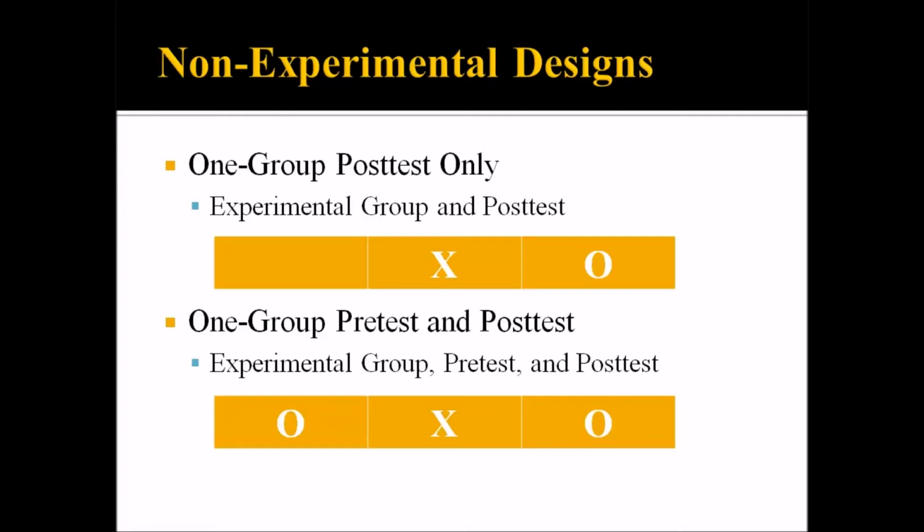So in a one-group pre-test and post-test, you have a pre-test, a treatment, and then you'll have a post-test. Now remember, the pre-test and the post-test are the same instrument. So if you use a particular depression inventory, for example, if we're studying depression, for your pre-test, you'll use the same inventory for your post-test.